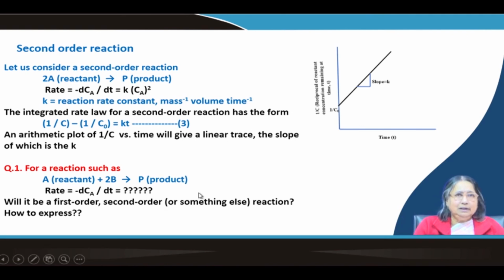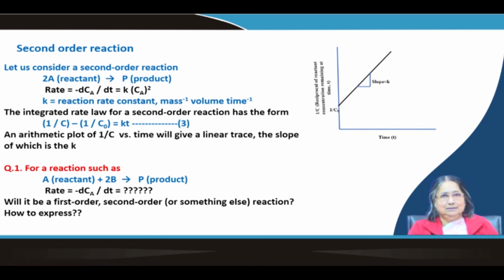Whether you will determine it in terms of A or B or both, that is to be determined, because for some reactions you may just consider A and tell that this reaction is first order with respect to A, this reaction is second order with respect to B, or you can tell that the overall order of the reaction is 3. So, how will you tell it? That is very important.